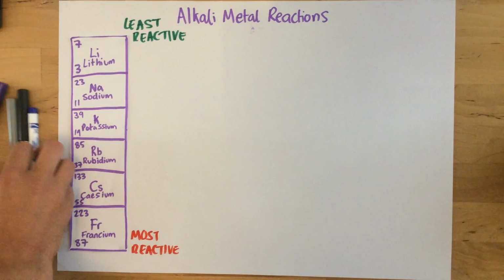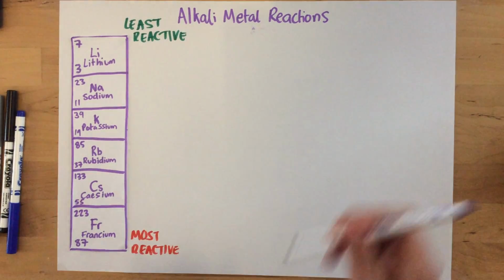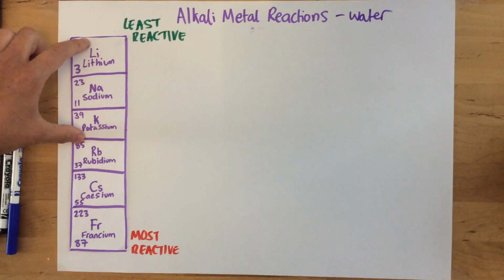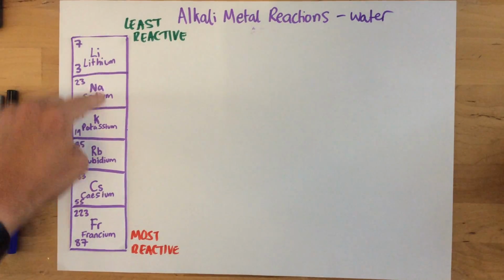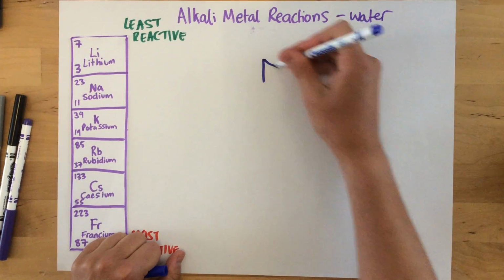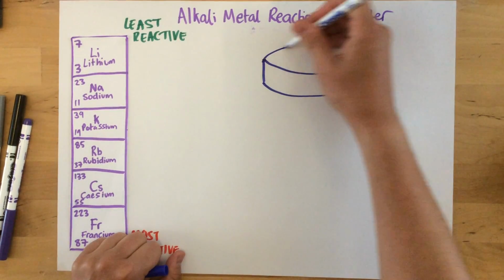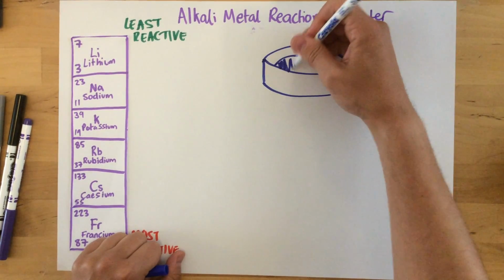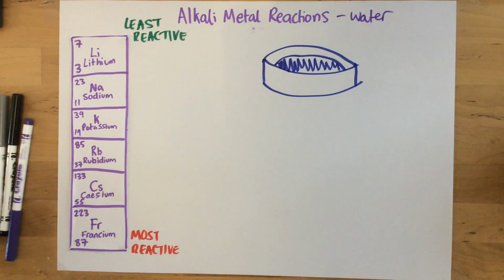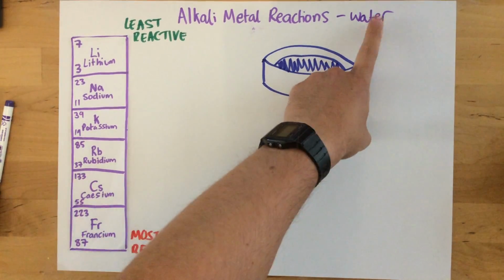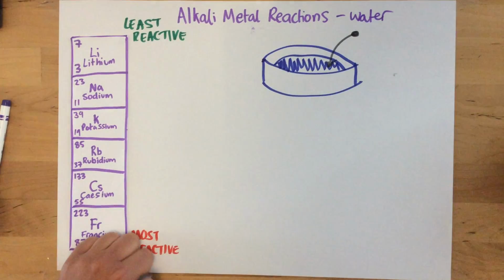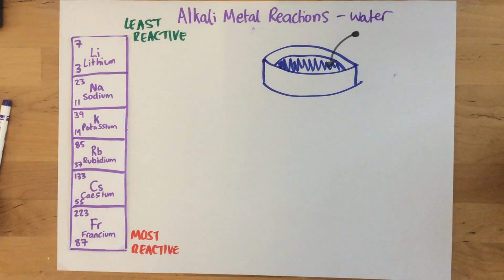Now, what we need to know about is how alkali metals react with water. We're going to pay particular attention to these first three: lithium, sodium and potassium. So imagine if I have a tub of water like this. So here is my tub of water. Now, these alkali metals are very reactive metals. They're so reactive that they react with water. So if I had my metal and I put it into the water, I would see a reaction.